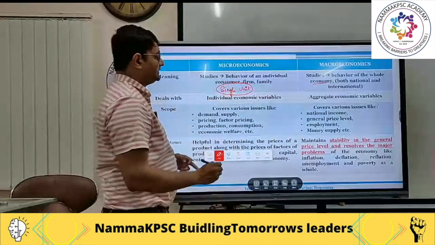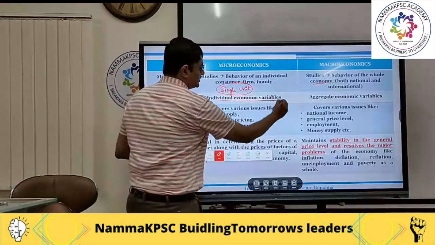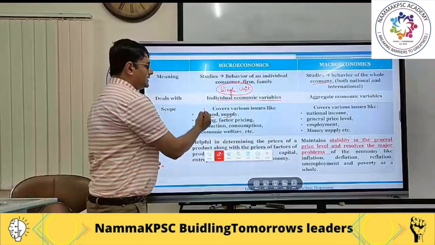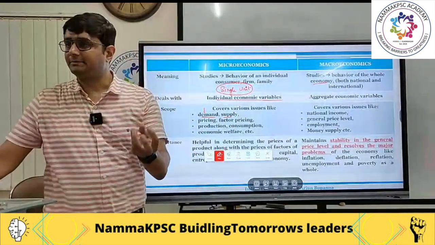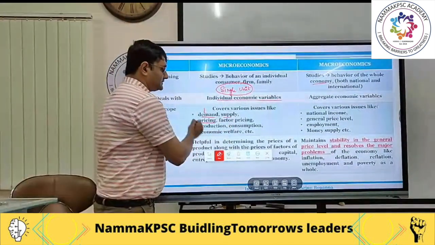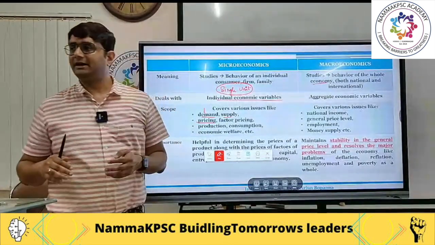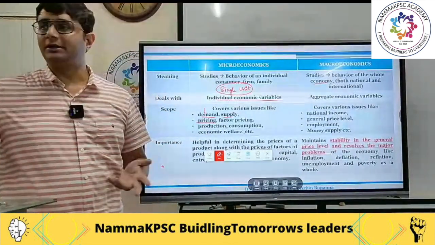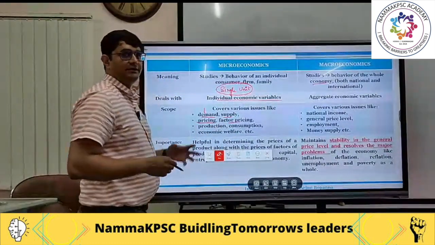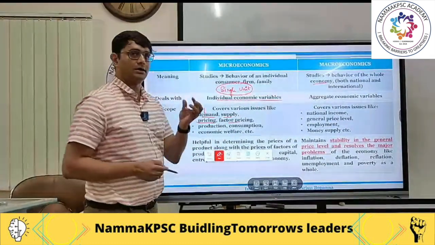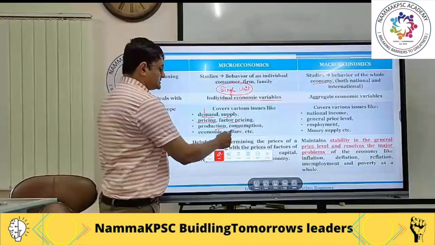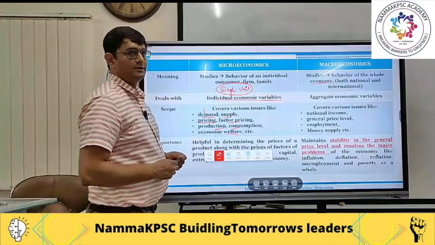So microeconomics deals with individual economic variables like demand and supply. That means why a family demands something, or how farmers supply, the pricing. Why would a farmer sell it at 10 rupees or 20 rupees or 30 rupees? Factor pricing. What are the factors affecting the prices of a particular commodity? Not the aggregate, particular. Production, consumption, welfare, etc.